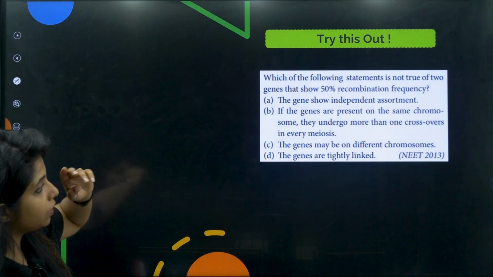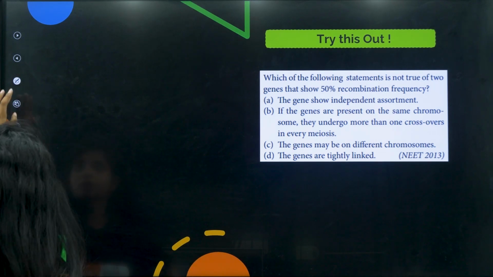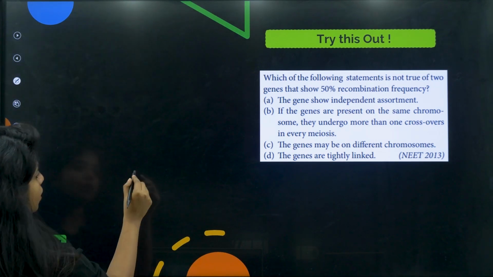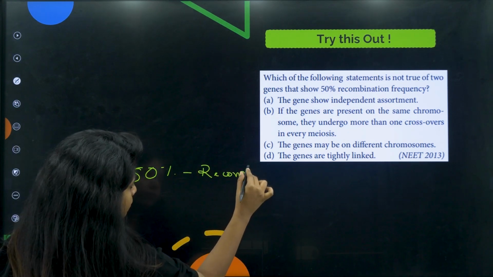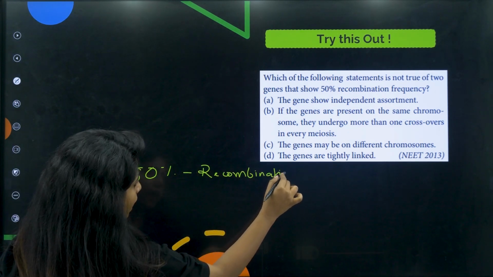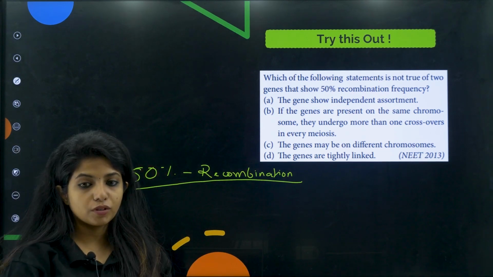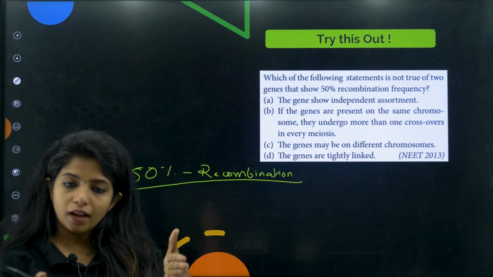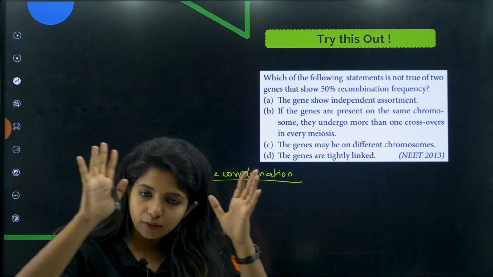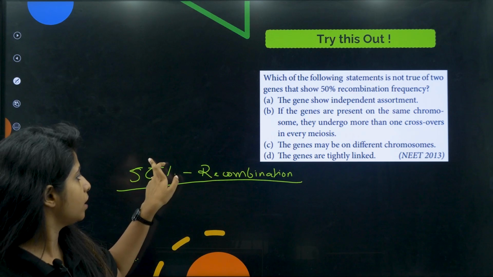Which of the following statements is not true of 2 genes that show 50% recombination frequency? Now children, please remember, 50% is the maximum recombination possible. There is no 100% recombination. There are chances that the other 50% is for the normal parental type, and the other 50% is for the recombinant type. So only 50% is there, please remember that.